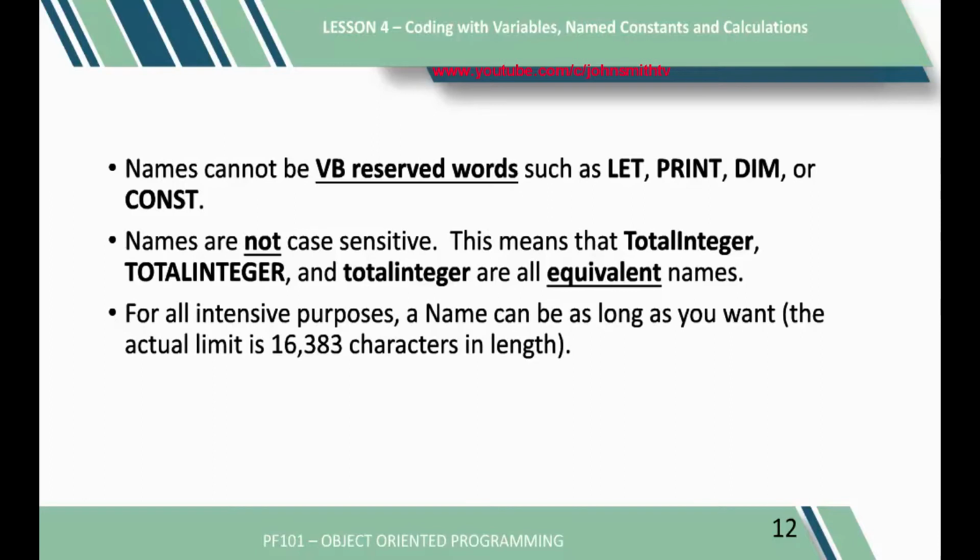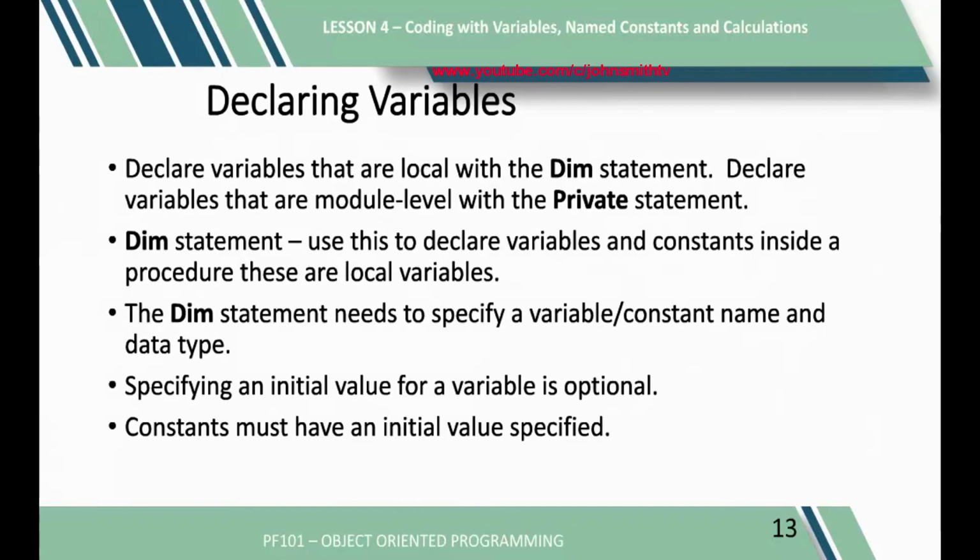For all intents and purposes, a name can be as long as you want. The actual limit is 16,383 characters in length. Note, in earlier versions of Visual Basic, the maximum length of an identifier was 255 characters. In Visual Basic .NET, you can forget about the length limit, since the maximum is now 16,383.